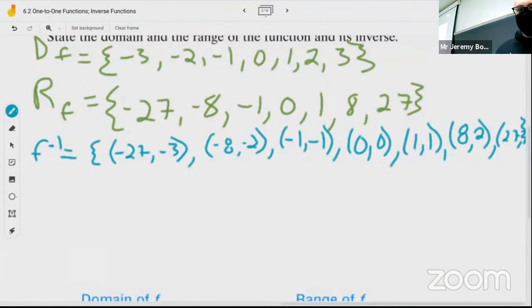Any questions on that? First off, what is the domain of my inverse function going to be?